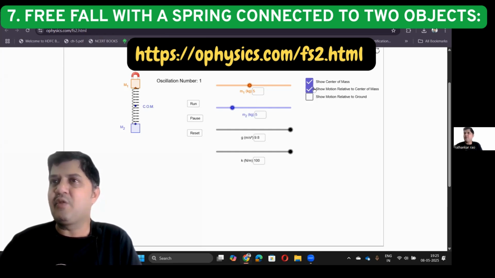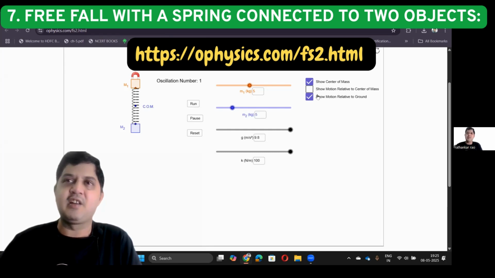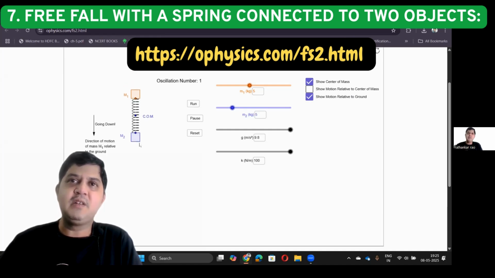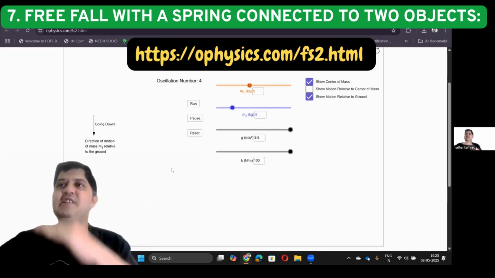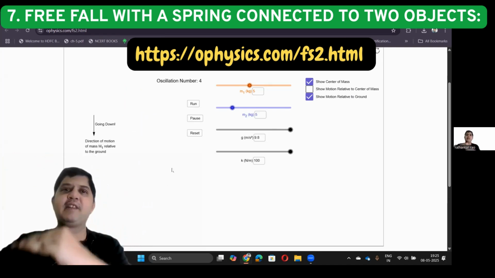Show motion relative to ground. Okay, so I'll click this, not relative, center of mass. Let me do this first. When I click on this play button, now it is going down. Is the distance between the two masses changing? Nothing is changing over here, right? It is just going as if all of them are going in the same way.